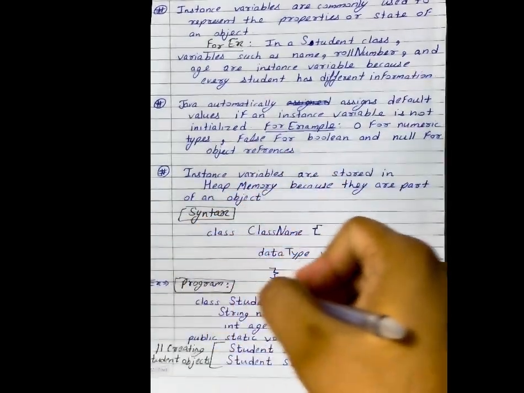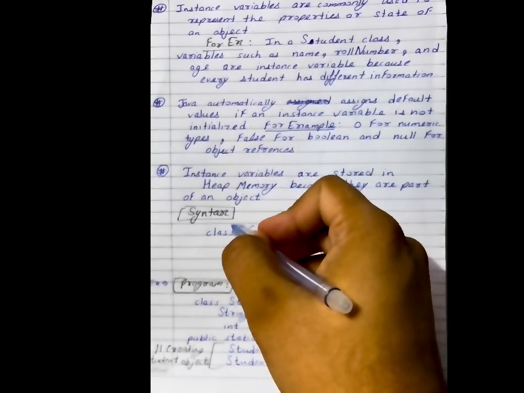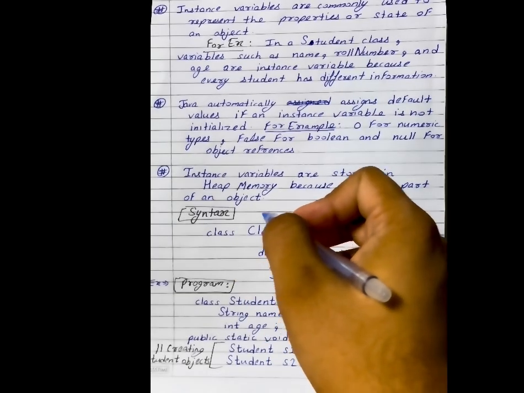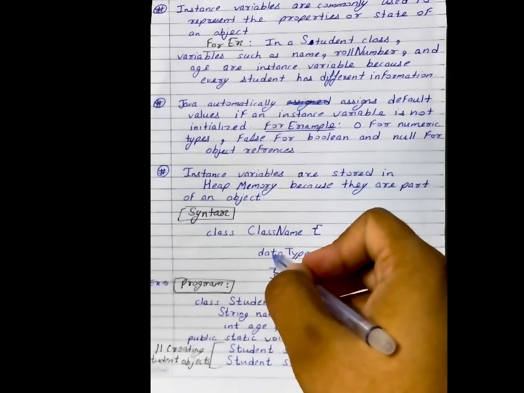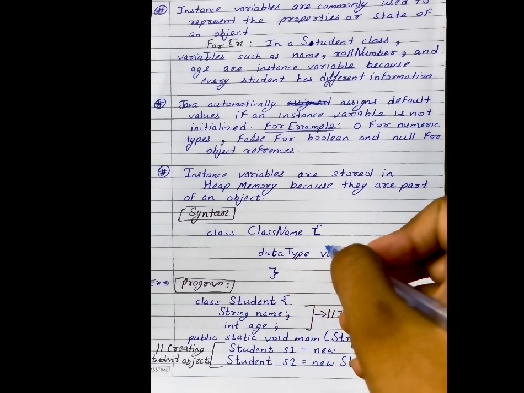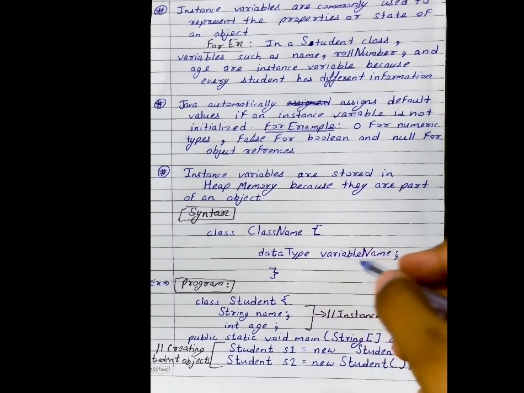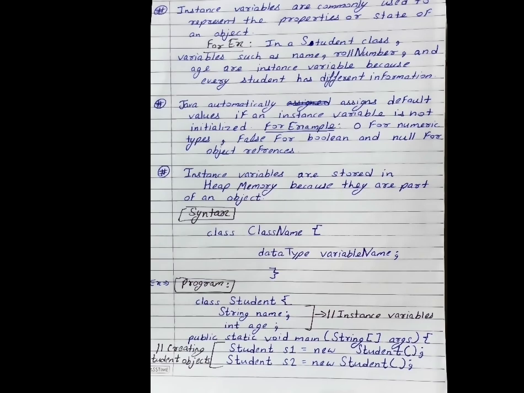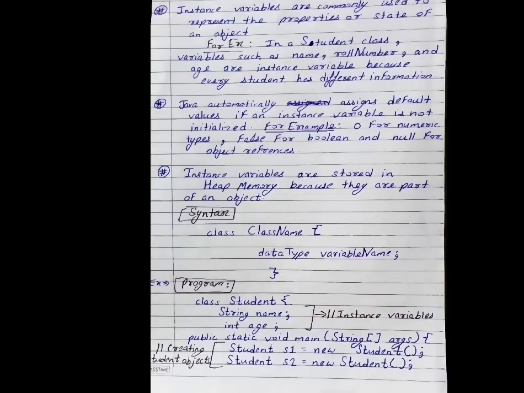Now here you can see the syntax of instance variable. Here class is a keyword which is used to declare a class, and class name is the name of the class. And here data type specifies the type of data the variable can store, such as int, double, char, or string. And the variable name is the name that is assigned to the instance variable. So now we will see its program as an example of this variable. So let's start.